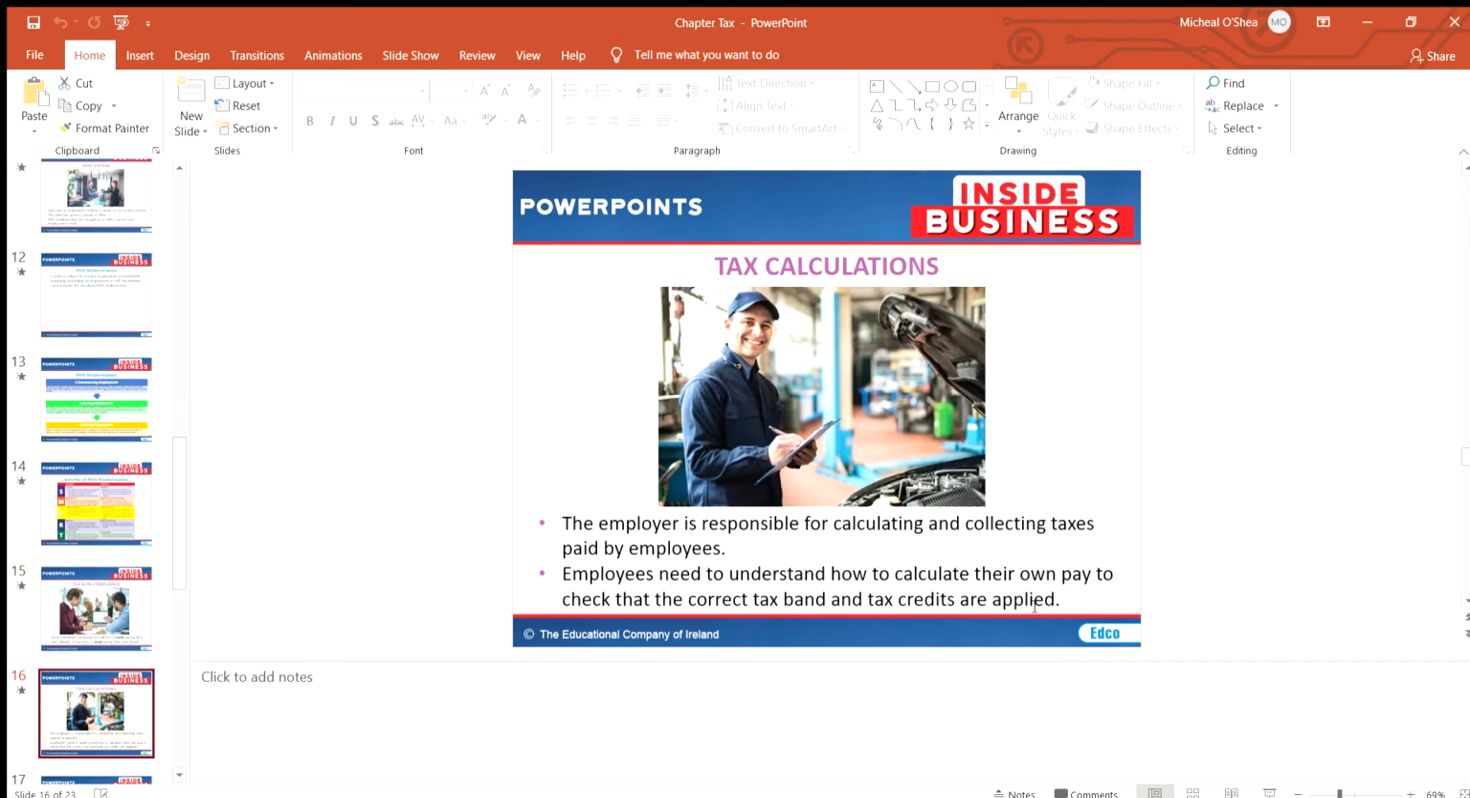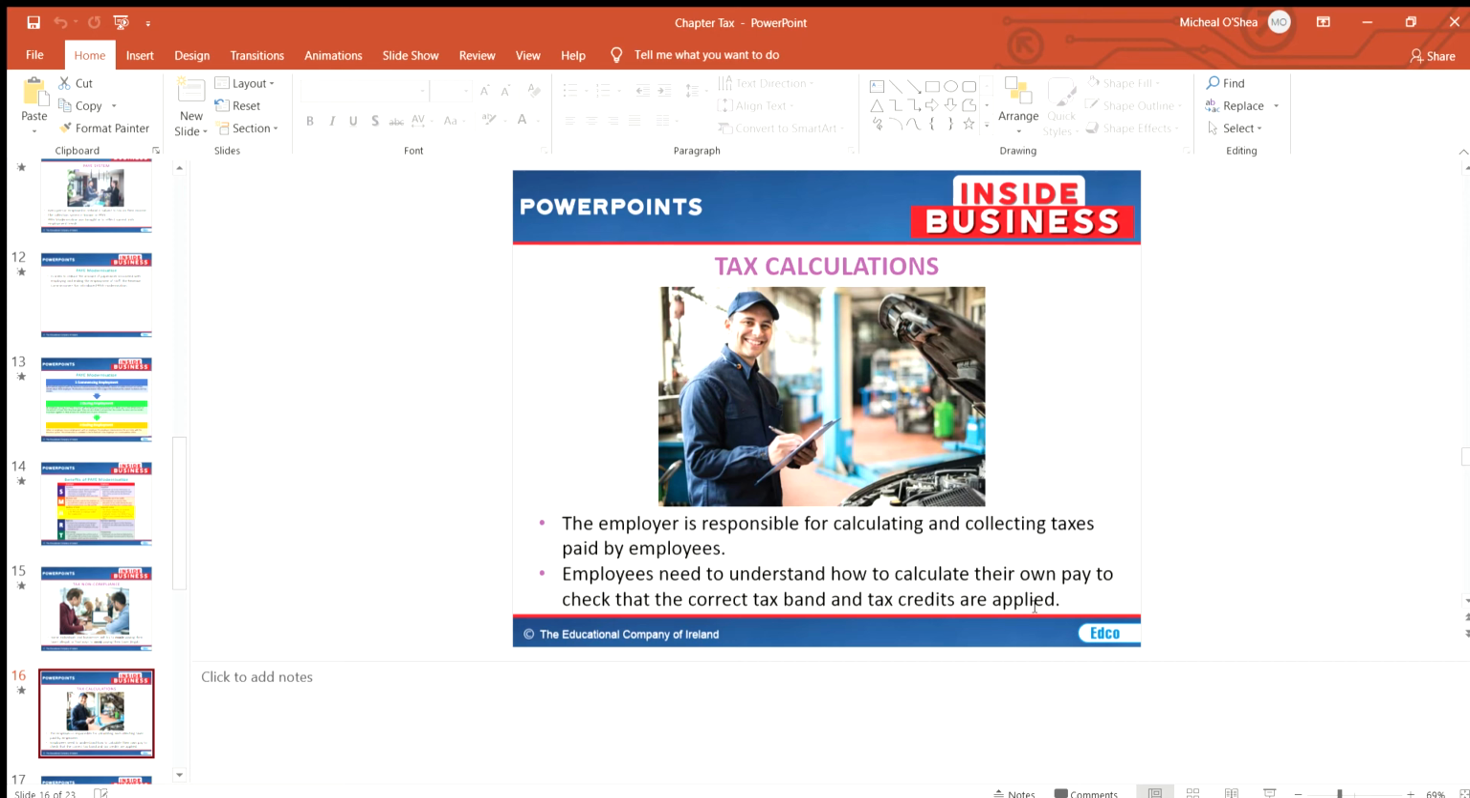Now, for calculating tax, employers are responsible for calculating and collecting tax paid by employees. Employees need to understand how to calculate their own tax, just so that you can check that you're paying the correct amount of tax. So it's the employer's responsibility to calculate tax, and generally it's collected straight out of an employee's paycheck.